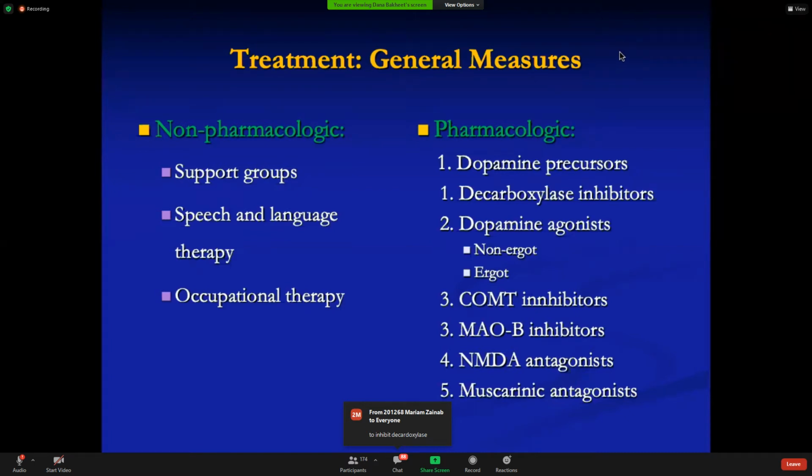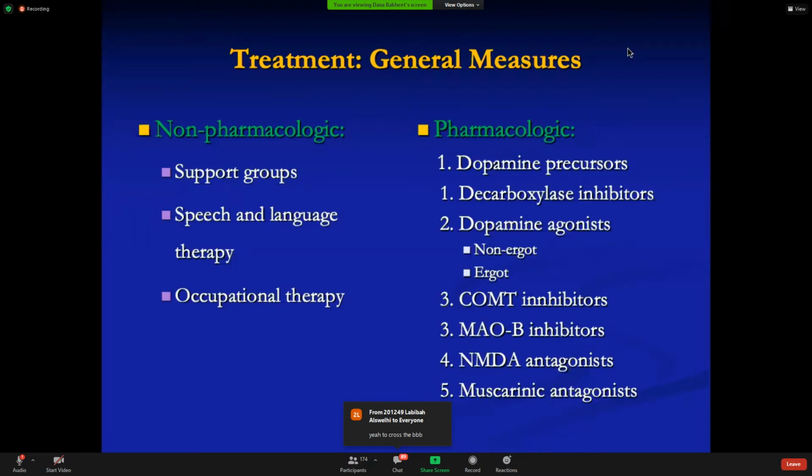Let me see one of the chat, to inhibit decarboxylase. Yes. Do you know why? Mariam, can you answer me why we use a decarboxylase inhibitor? Because really, this is very important. We cannot give the dopamine precursor alone without carbidopa, which is the DDC inhibitor. Answer me, but not in the chat. I want to hear your voice.